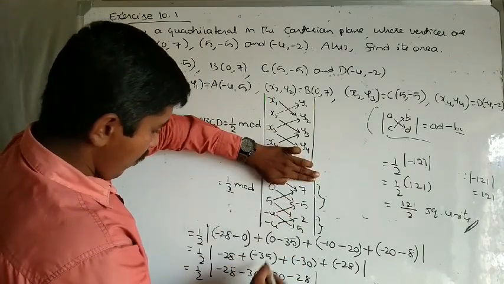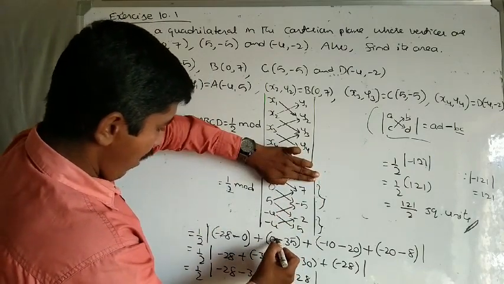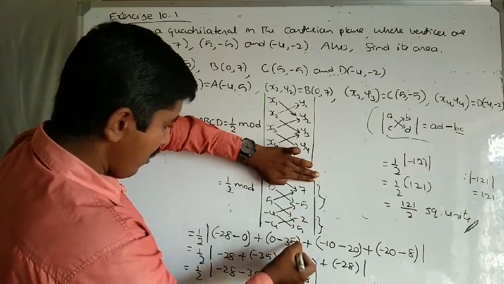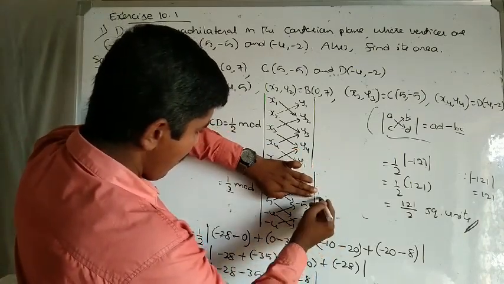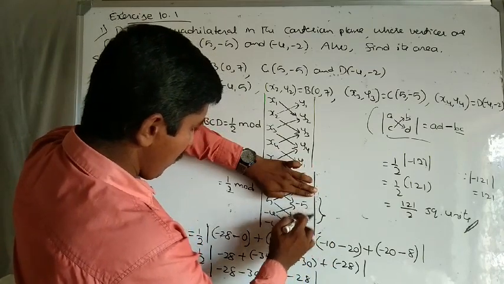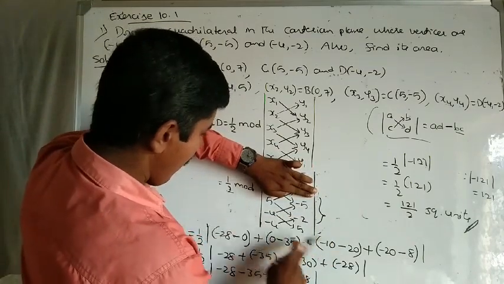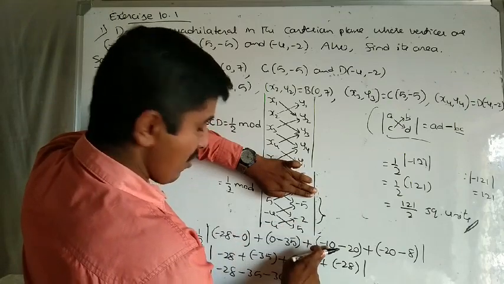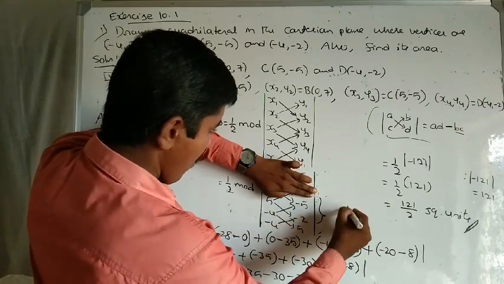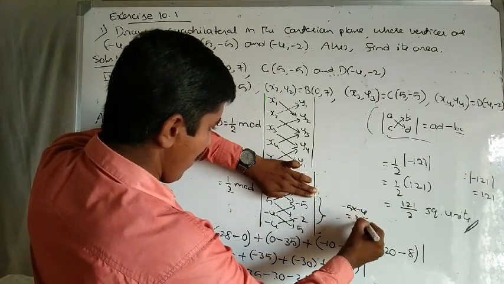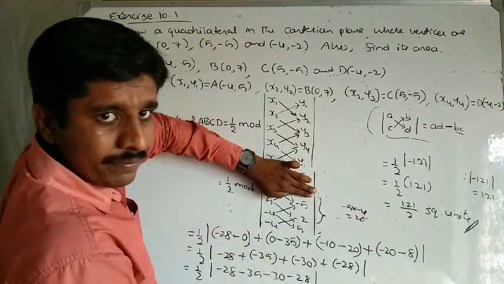0 into minus 5 is 0. Put minus 7 into 5, that is 35. Plus. Next, minus 5 and minus 2, these two rows. Apply this: 5 into minus 2 is minus 10, correct. Put minus, next minus 5 into minus 4, this is plus 20. Got it.